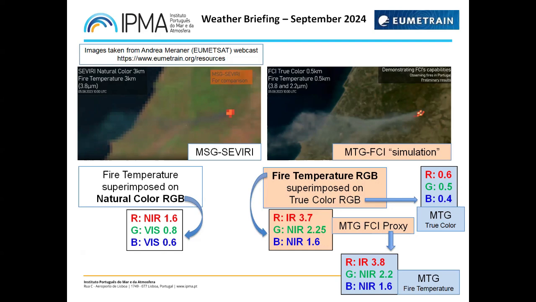Also, the new channel 3.8 has a higher brightness temperature saturation point, around 600 Kelvin. So it prevents the blindness effect we've seen in an earlier slide, and gives higher sensitivity to subpixel fires.